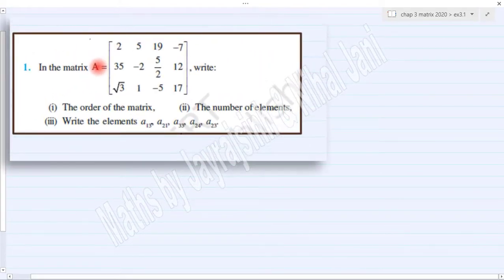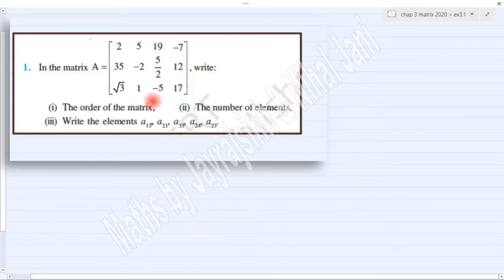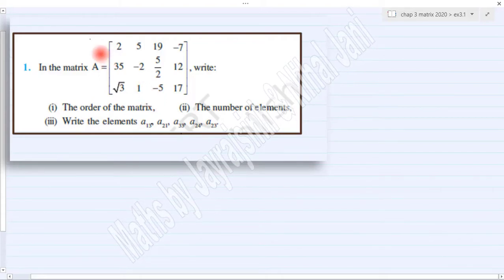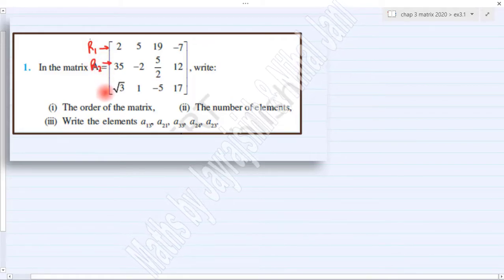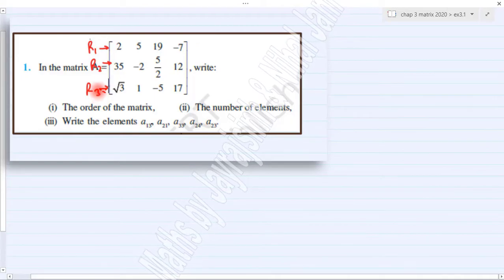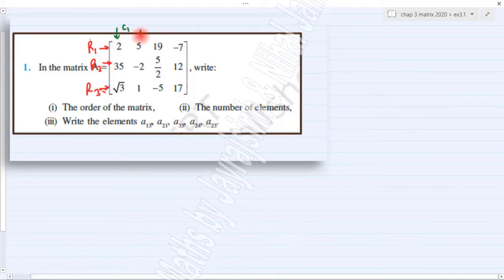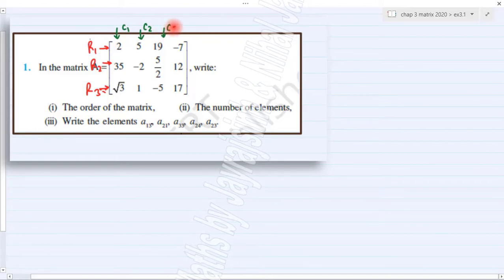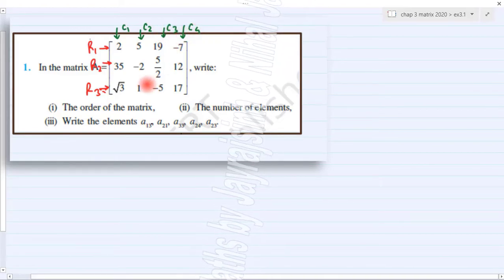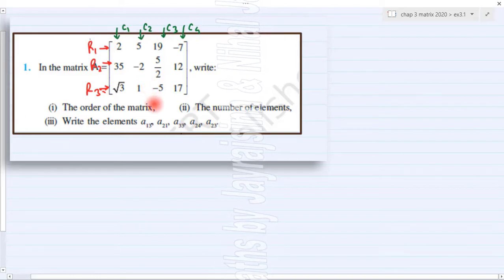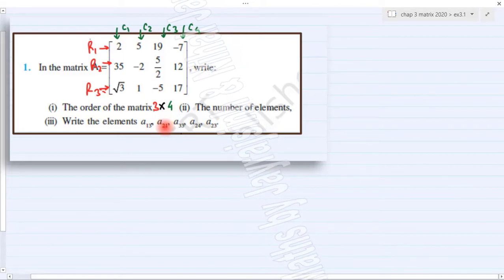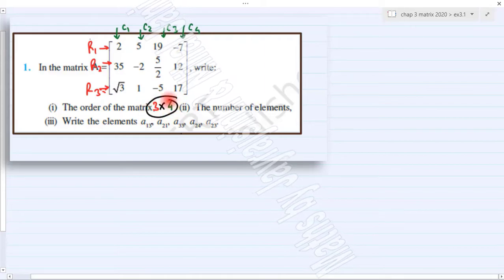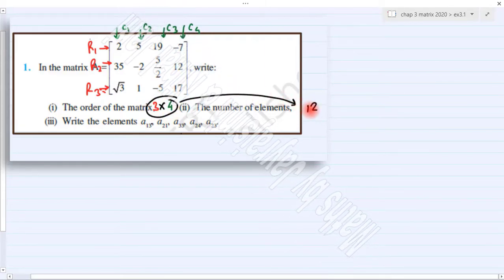Here one matrix is given, matrix A, and we have to find the following things. First of all, we have to find the order of the matrix, and for that we have to find the number of rows and number of columns. Here we have first row, second row, and third. Very good. And this one is your first column, second column, third column, and fourth column. So here we have 3 rows and 4 columns. Clear? The second quantity, which is the number of elements, is simply 3 cross 4, or we can say 12.